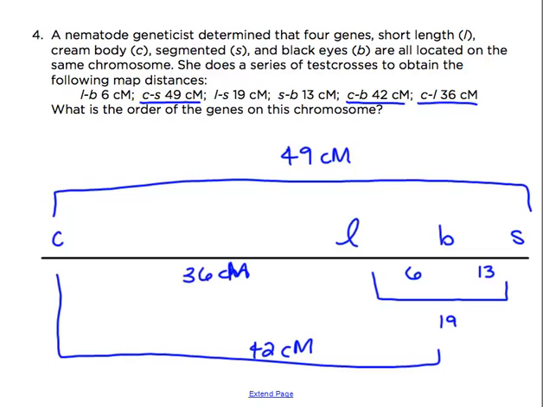So the order of genes on this chromosome is C, L, B, S. That's of course looking at it with C on the left side. It can also be looked at from S on the left side, which would be S, B, L, C. So either way, this is the order of genes on this chromosome.